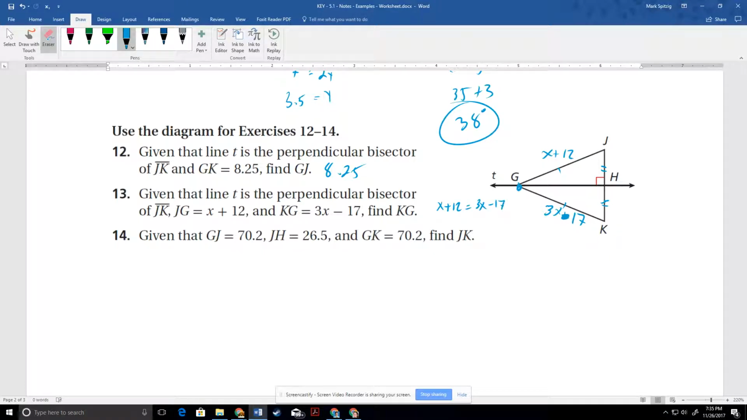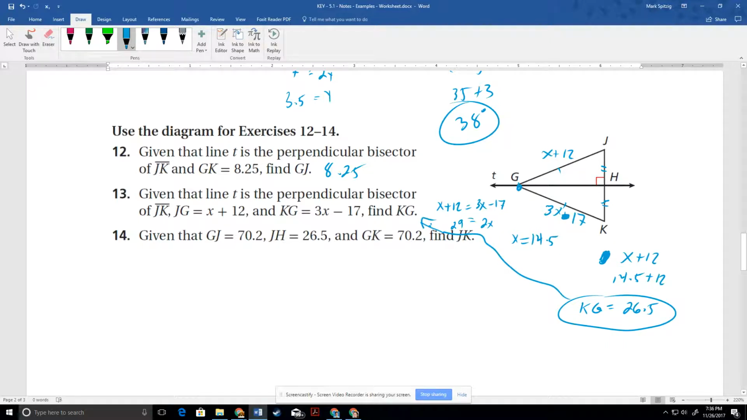Right? So we get 2x over here, and we can get 29 over here, right? So x can equal 14.5. We're trying to find KG, so we plug it back in. Let's just do x plus 12, probably the easiest way. X plus 12 is just going to be 14.5 plus 12. So we get 26.5 for KG.